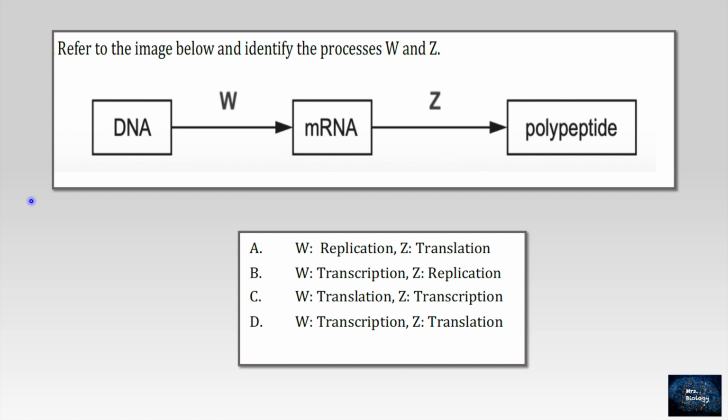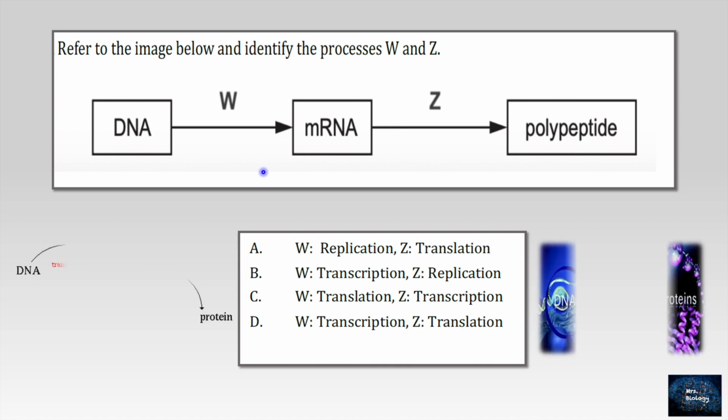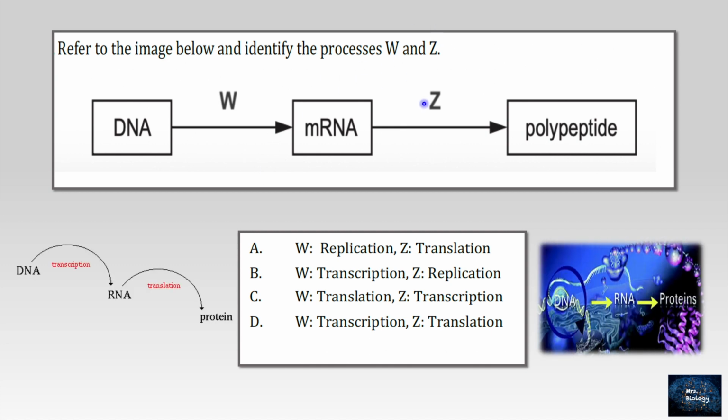What is this question talking about? Let's read it. Refer to the image below and identify the processes W and Z. Actually, from DNA to messenger RNA, this is transcription. And from messenger RNA to polypeptide, this is translation. This is the process, if you remember, of the central dogma.